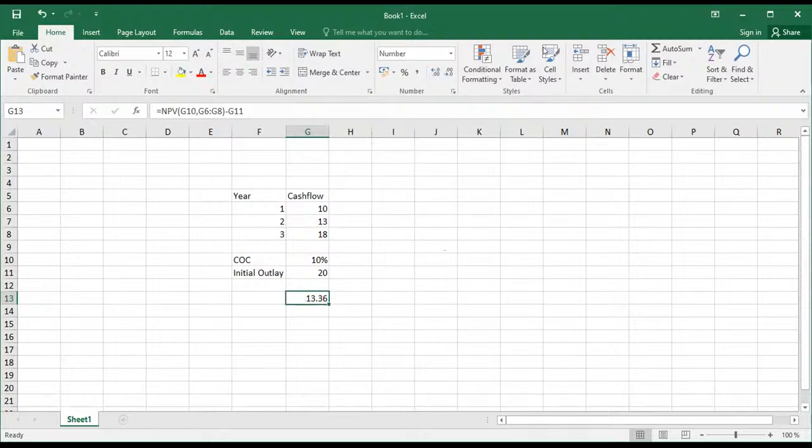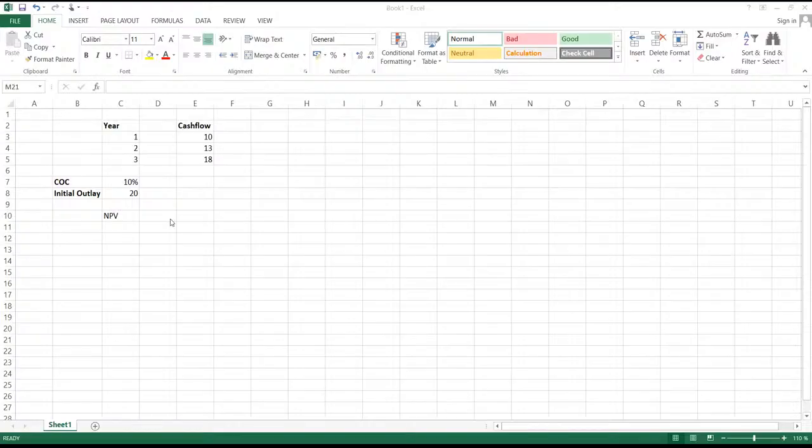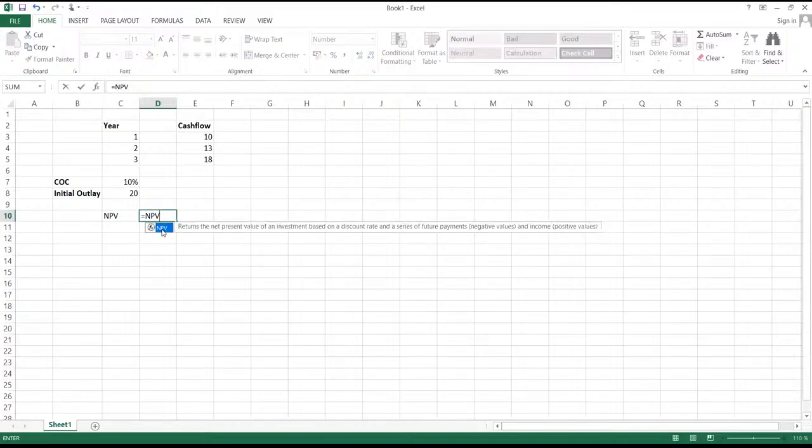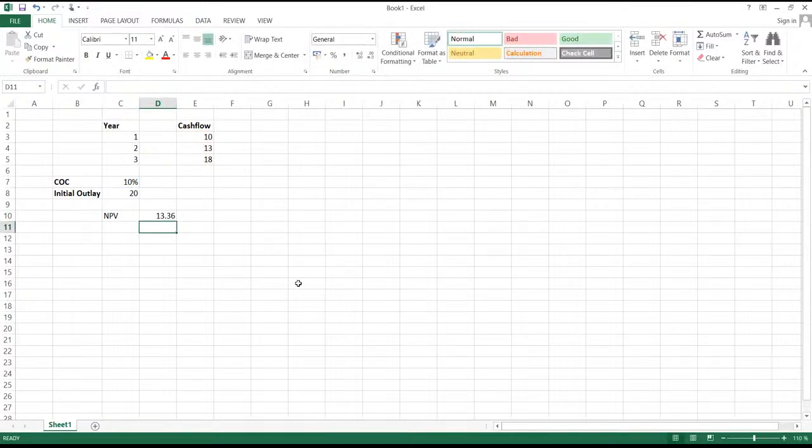So I can see someone else sharing their screen. This should be the last one. Catherine, thank you. Equals NPV. You can see it's bringing the formula: the first one is the rate, the cost of capital. Comma. Value 1, now you highlight all those 3. Close bracket, minus the initial outlay. Thank you so much. And that marks the end of that particular exercise.